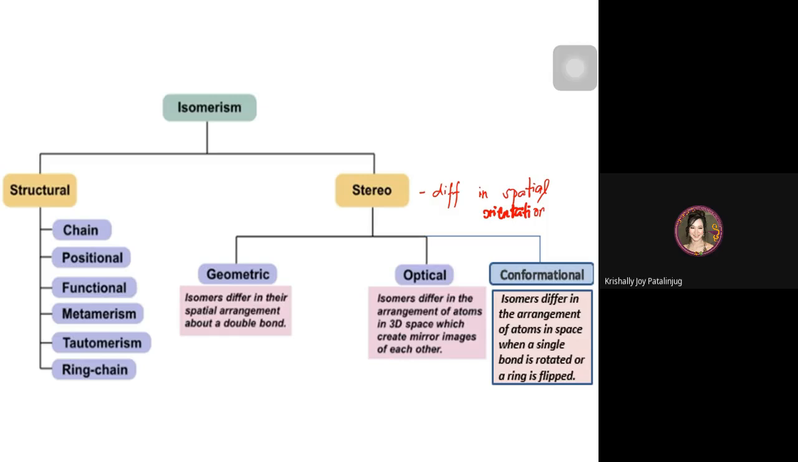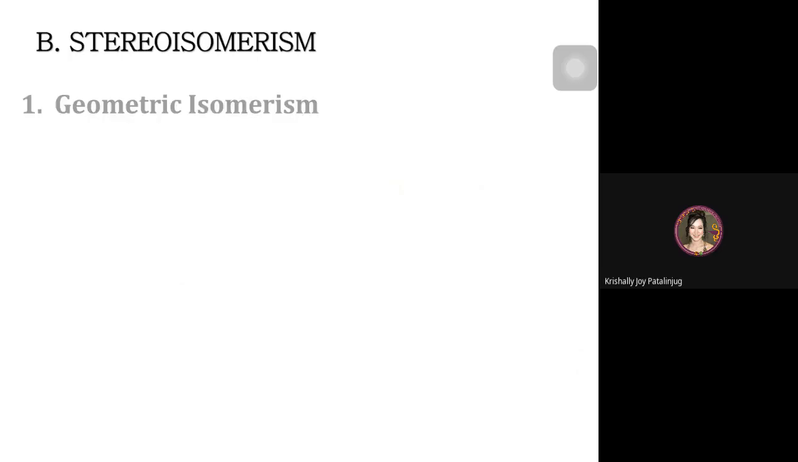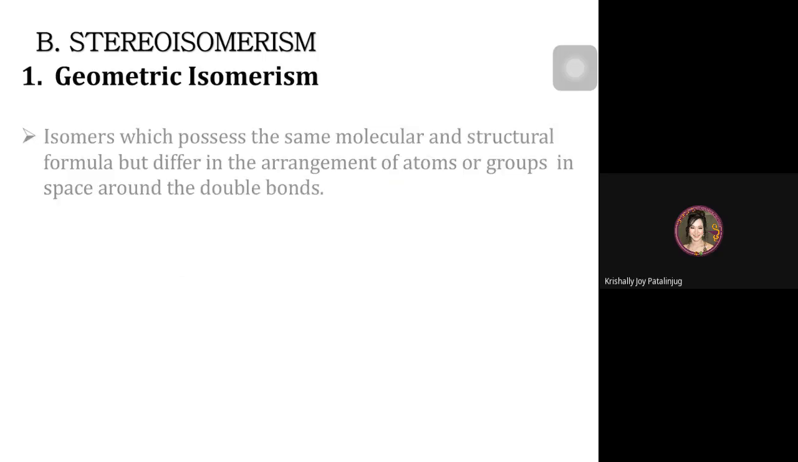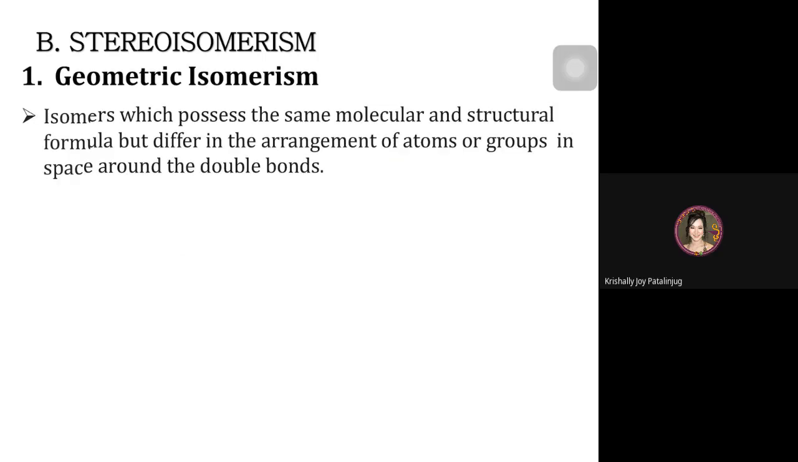Now, under stereoisomerism, there are three subtypes. We have the geometric, optical, and conformational stereoisomerism. For this pre-recorded lecture video, I will present to you all about geometric isomerism. When we talk about geometric isomerism, this type of stereoisomerism commonly occurs among alkenes.